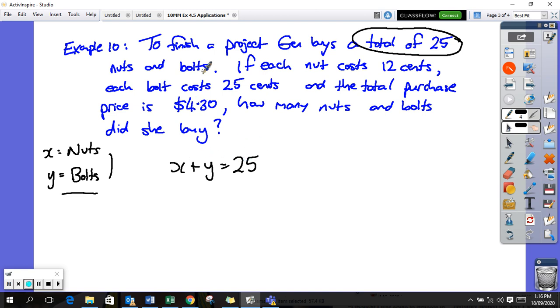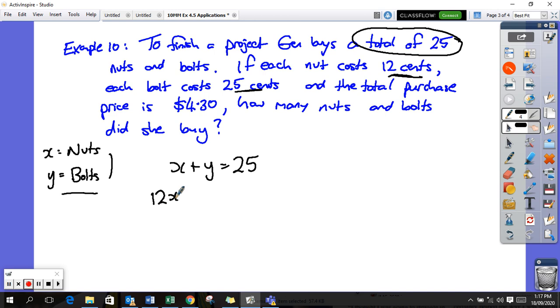Now the next bit is to do with the price. Here, for 12 cents, 25 cents, and this is in dollars. We're going to have to choose to work in dollars or in cents, so we have to convert one, and I'm going to work in cents because it gets rid of decimals. So the nuts, which is X, cost 12 cents. So I'm going to go 12X.